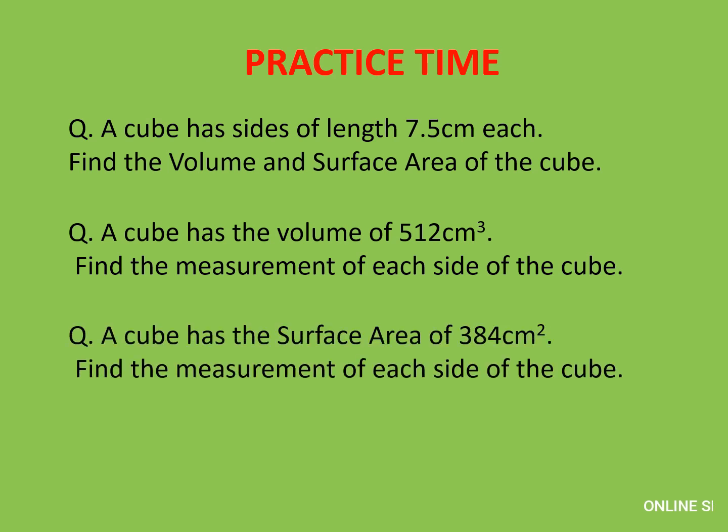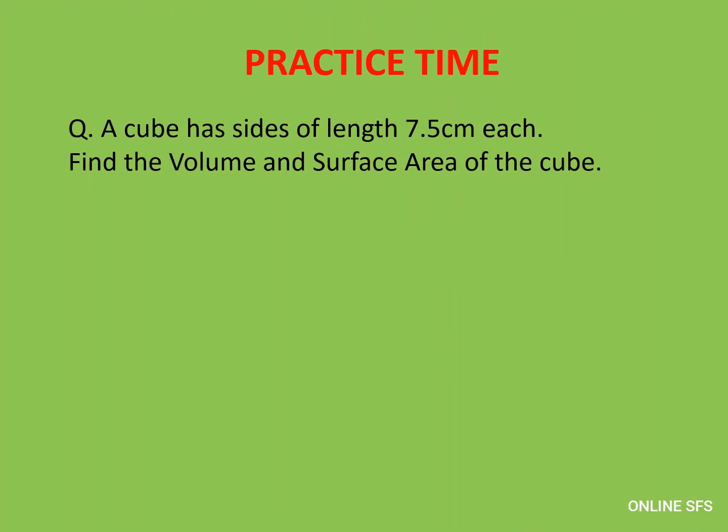The next question is, a cube has the surface area of 384 centimeters square. Find the measurement of each side of the cube. Here, the surface area of the cube has been given to you and you have to find out the measurement of each side of the cube. You just have to write down the formula, substitute the values, and you will be able to find out the measurement of each side of the cube. Now let's see the answers.